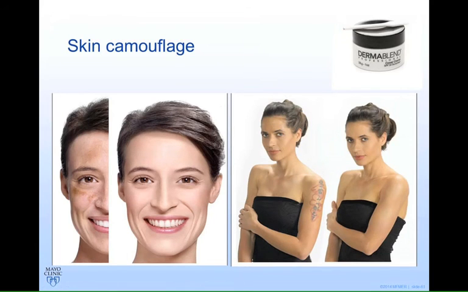And then just a minute on skin camouflage. I really like this use. It really depends on where your vascular malformation is and how big it is. But if you have a smaller one that's in an area that's coverable, skin camouflage, cosmetic camouflage can be really helpful. And you can see these before and after pictures of people with various skin conditions, a tattoo and then pigmentation that's really nicely covered.